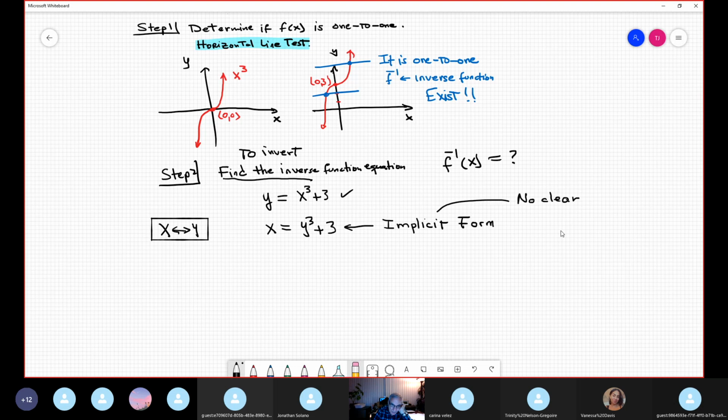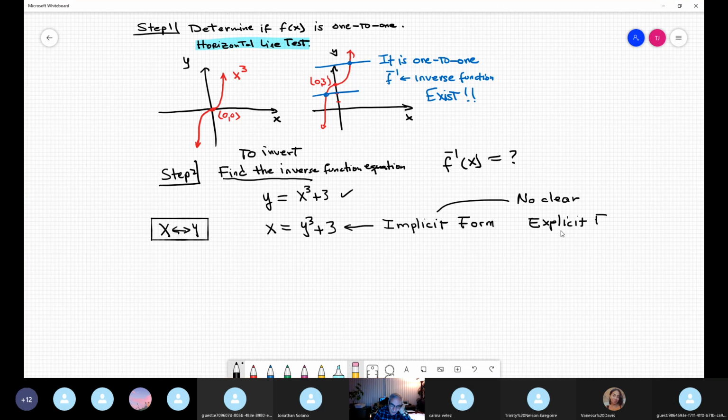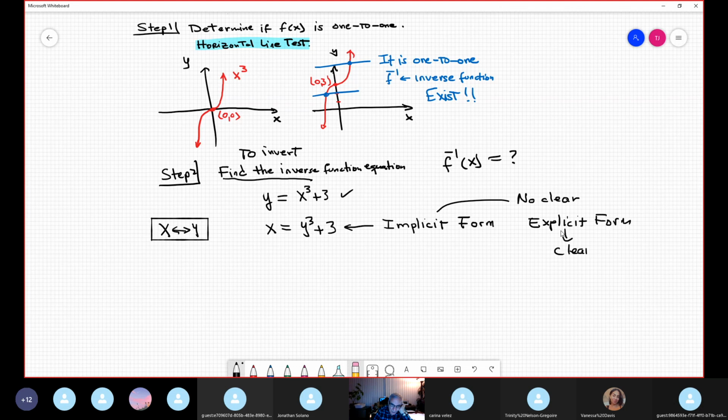I need the explicit form, always. Explicit is super clear. Explicit is synonymous with clear. And how do you make it clear? Well, clear is when you isolate the y. So I move the 3 by subtraction. In order to isolate the y, solve for y is the action. Explicit is when the y is isolated.